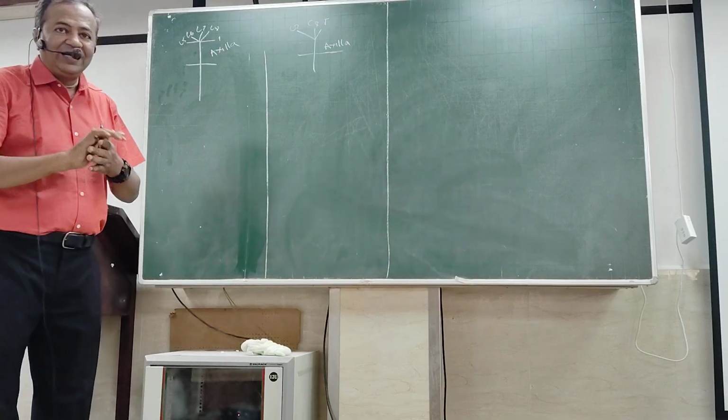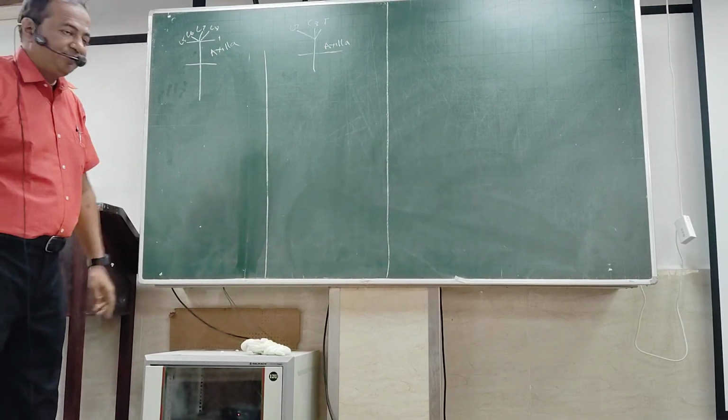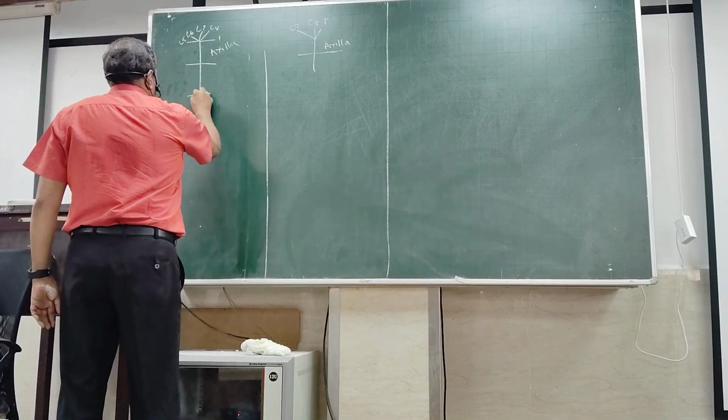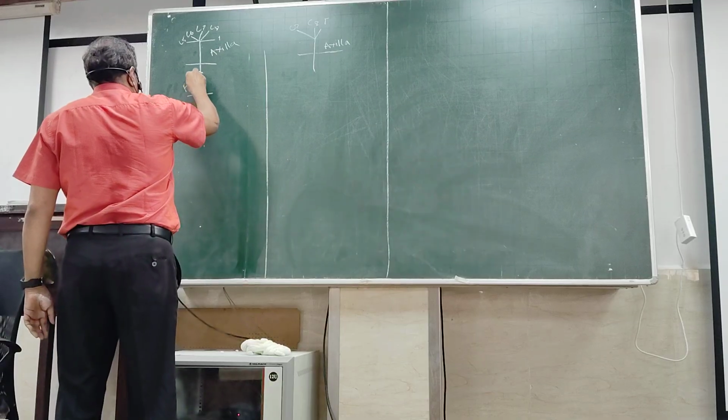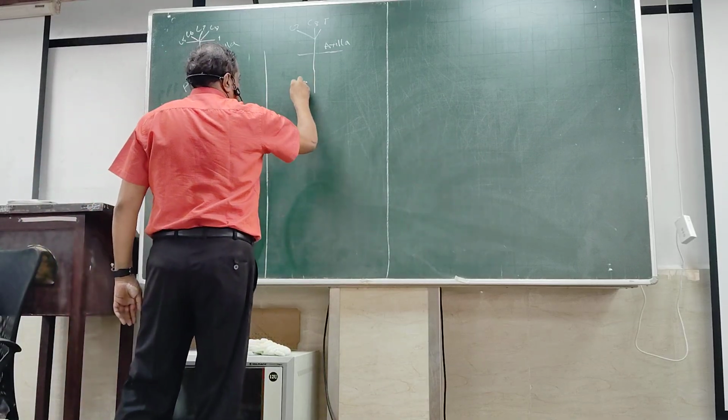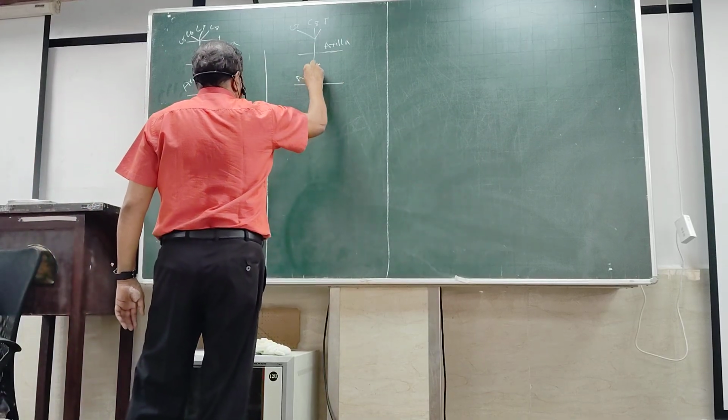Okay. Axilla, they don't supply any muscle. Arm also, they do not supply any muscle.